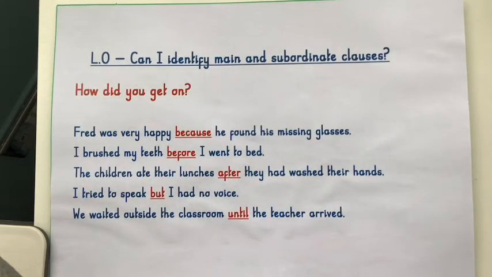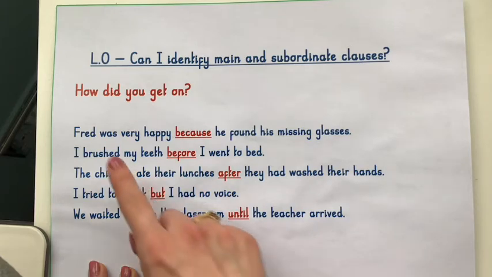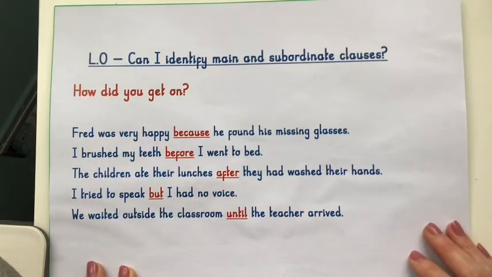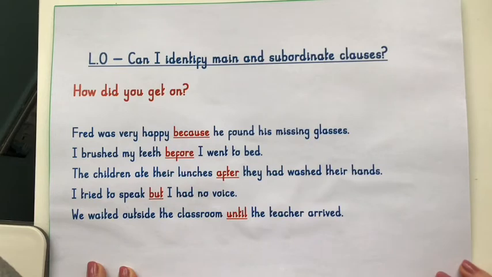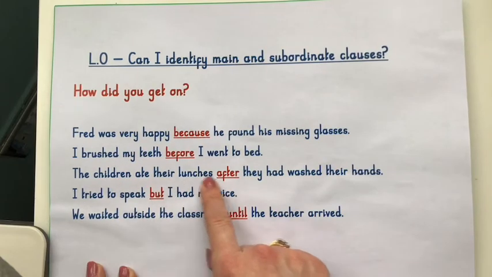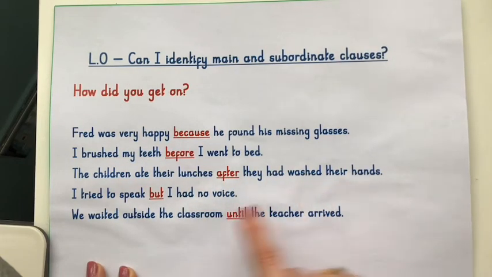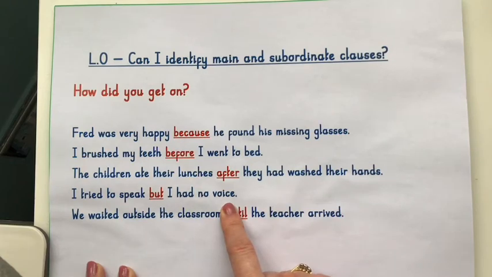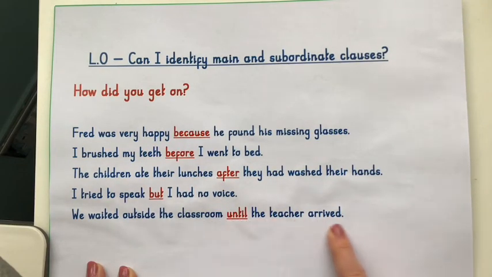Right, so hopefully you've had a little go at that. Now, don't forget, there could be more than one conjunction as long as it makes sense. But these are the ones that I've come up with, the more obvious ones that I think would join the main clause with the subordinate clause. So Fred was very happy because he found his missing glasses. I brushed my teeth before I went to bed. The children ate their lunches after they'd washed their hands. I tried to speak, but I had no voice. We waited outside the classroom until the teacher arrived.